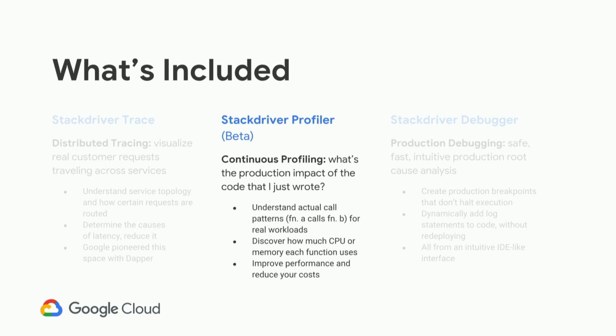Continuous profiling is very powerful. It allows you to understand the call patterns of your app in production, like the actual function call patterns within your code, as opposed to a trace, which shows you generally service call patterns. And it's very powerful for understanding how much CPU and memory every function uses.